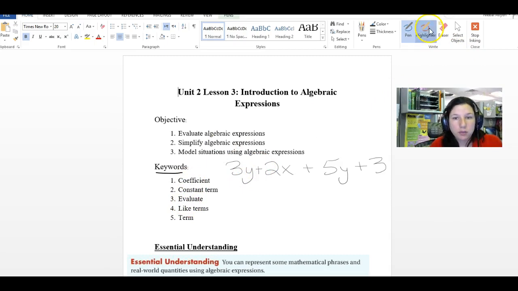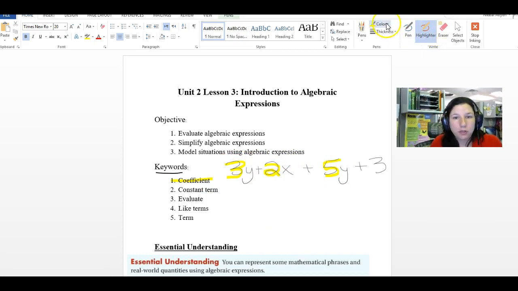So your coefficients are going to be the number in front of a variable. My coefficients in this example are going to be 3, telling me that I have 3 y's, 2 x's, and 5 y's here. This number is not a coefficient because it's not in front of a variable. So my coefficients for this case are 3, 2, and 5. They tell you how many of the variables I have.